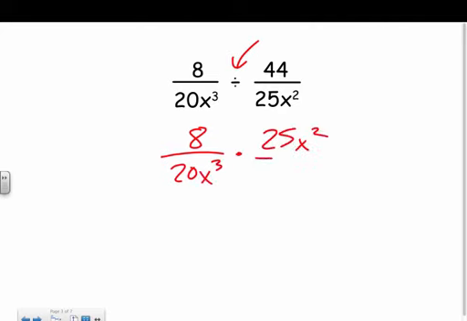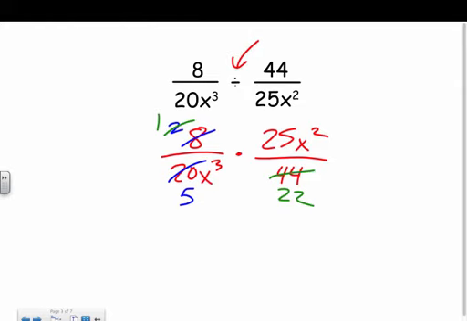So remember, start doing top and bottom, cross cancel, whatever you want. I'm going to go top and bottom here. So 8 and 20, 4 goes into both. 4 goes into there twice. 4 goes into there 5 times. Can I do top and bottom on the other one? Nope. So I'm going to start cross canceling. Let's see, 2 and 44. 2 goes into itself once. 2 goes into 44 22 times. 5 goes into itself once. 5 goes into 25 5 times.